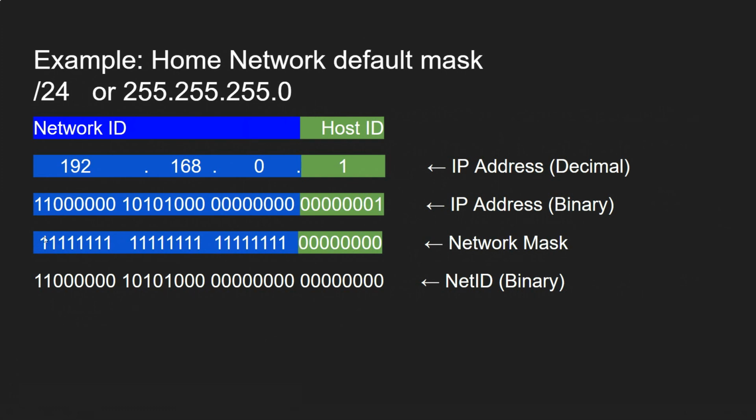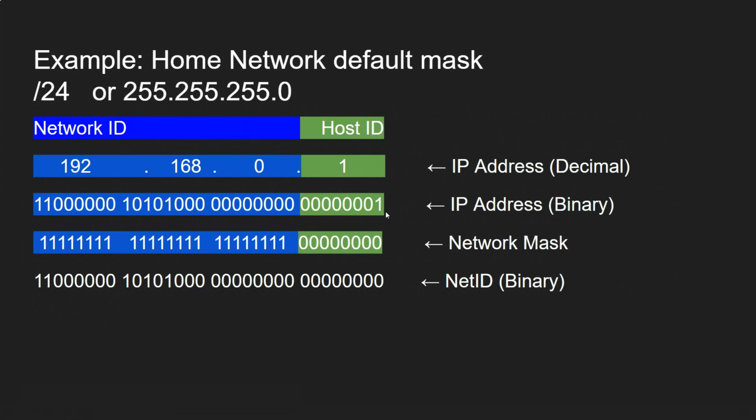Whoa, logical AND. Well, what does that mean? Well, it means that 1 and 1 goes to 1, 1 and 0 goes to 0, and 0 and 0 goes to 0. Which sounds pretty complicated, but in reality, what it really means is that all of the network part of the IP address here stays exactly the same. So that doesn't change. The blue bit stays exactly the same.